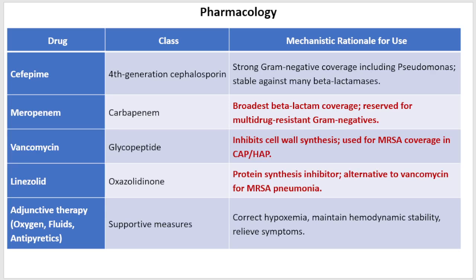For MRSA coverage, vancomycin or linezolid are added. Here I would like to mention that linezolid is a protein synthesis inhibitor which can be used as an alternative to vancomycin for MRSA pneumonia.